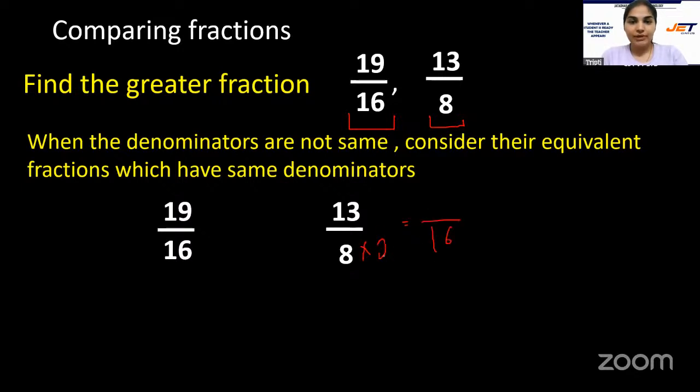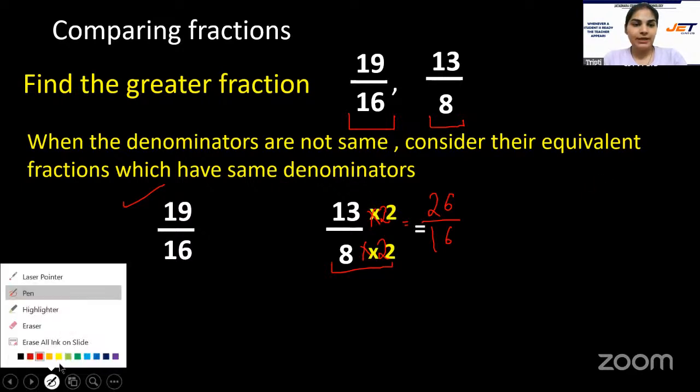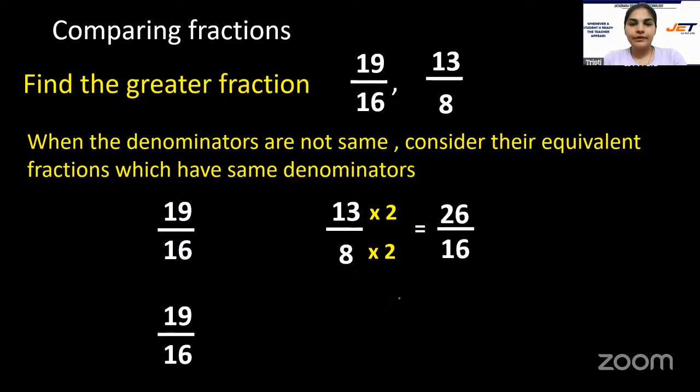I can multiply it by 2, right? I multiplied it by 2. So I got 26 by 16. 19 by 16 I already had. So to make the equivalent fraction of 13 by 8, because I wanted the denominator as 16, I wanted to make the denominator same. Now it is 26 by 16. I multiplied it by 2 and got 26 by 16. So here I can say 19 by 16 and 26 by 16, the greater fraction is 26 by 16.